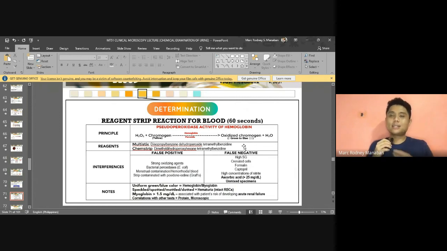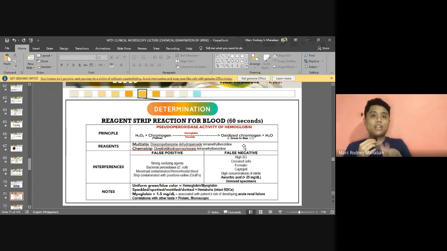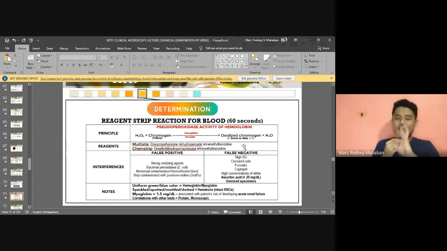Because again, RBCs, on contact with the reagent pad, will lyse. Okay? And this will lead to the dotted appearance of your pad. If intact RBCs are present in your urine, in contact with your reagent pad, they will lyse. Okay? And when they lyse, they produce a dotted pattern on your reagent pad. Myoglobin greater than 1.5 mg per dl is associated with patients' risk of developing acute renal failure. So imagine, at this level only, greater than 1.5 mg per dl, it's really toxic. So if too much more than that, it can lead to increased risk of developing acute renal failure.